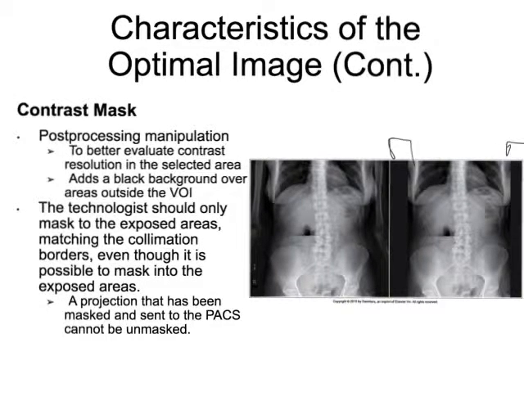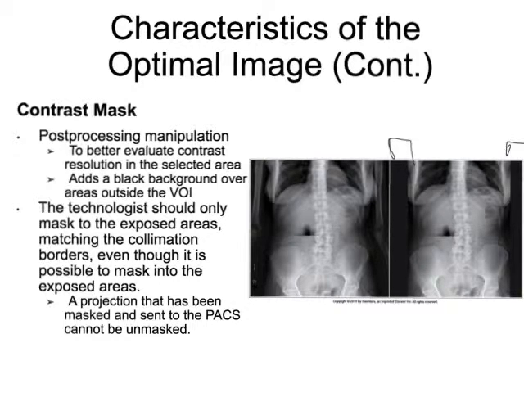Post-processing manipulation, the reason we do this is to enhance contrast, and it will add a black background over the areas outside of the volume of interest. So we should only mask exposed areas if it's matching the collimation border, even though it's possible to mask areas into the exposed area.